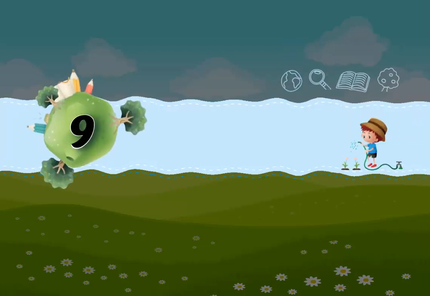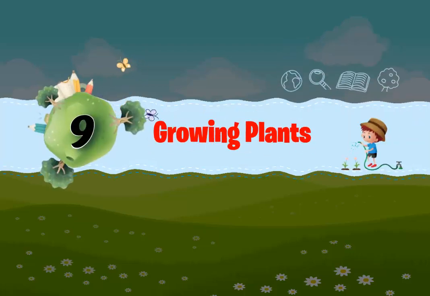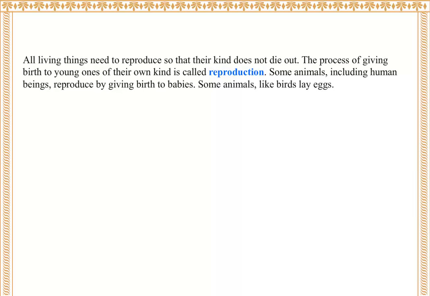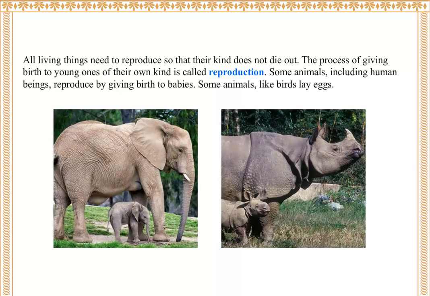Chapter 9. Growing Plants. All living things need to reproduce so that their kind does not die out. The process of giving birth to young ones of their own kind is called reproduction. Some animals, including human beings, reproduce by giving birth to babies. Some animals, like birds, lay eggs.